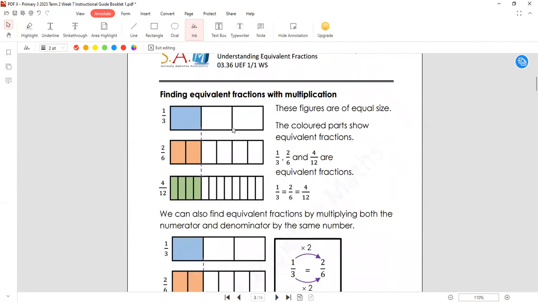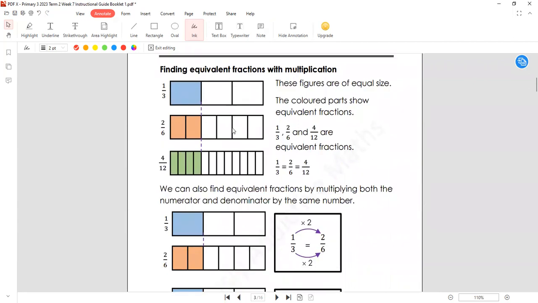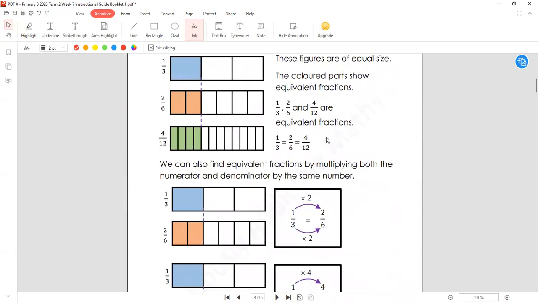Now, what if there is no number line? How do they find the equivalent fraction? Okay, so simple. They can multiply. So for example, let's take a look at 1/3 here. So they can use the times table, not from 1, because 1 will give you the same. They can go for 2.